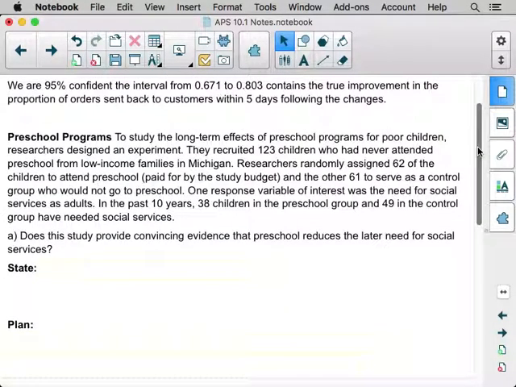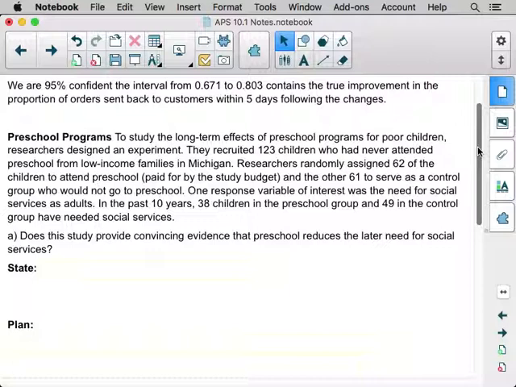So our next example, preschool programs. To study the long-term effects on preschool programs for poor children, researchers designed an experiment. They recruited 123 children who had never attended preschool from low-income families in Michigan. Researchers randomly assigned 62 of the children to attend preschool, paid for by the study budget, and the other 61 to serve as a control group who would not go to preschool. One response variable of interest was the need for social services as adults. In the past 10 years, 38 children from the preschool group and 49 from the control group have needed social services. Does this study provide convincing evidence that preschool reduces the later need for social services?